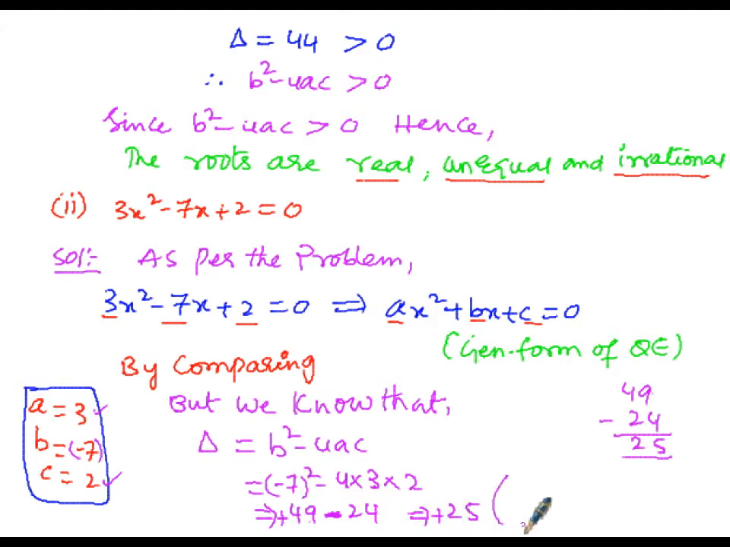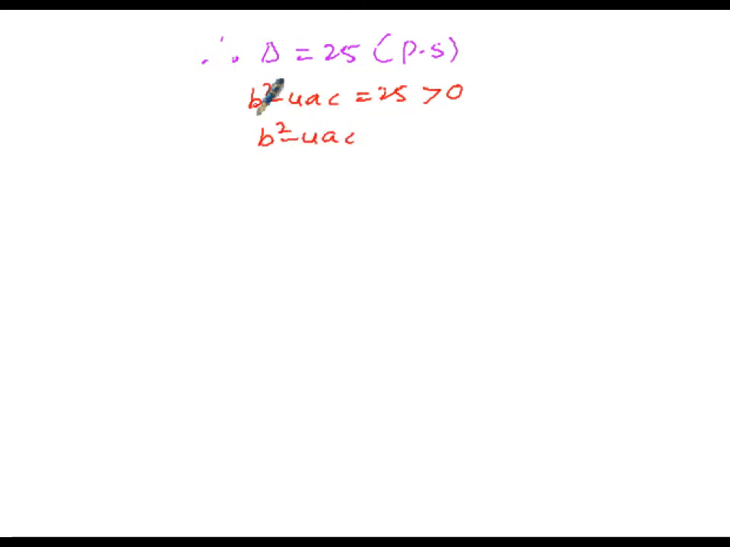Now, it is a perfect square. 25 can be written as 5 square, or split as 5 into 5. Therefore it is a PS, where PS indicates perfect square. So 25 is a perfect square, therefore the delta value is a perfect square. So delta is equal to 25, which is a perfect square. Hence b square minus 4ac is equal to 25, which is greater than 0. Instead of delta, I wrote it as b square minus 4ac, so b square minus 4ac is greater than 0.